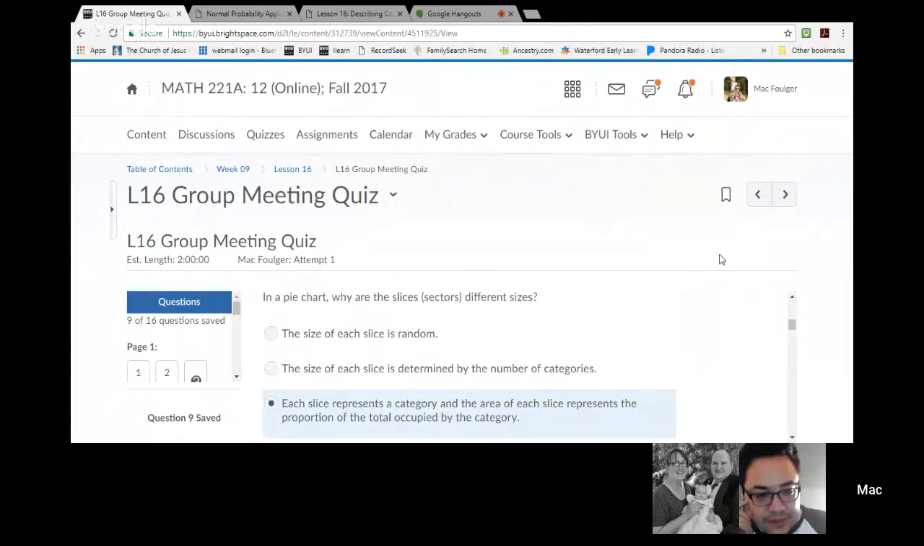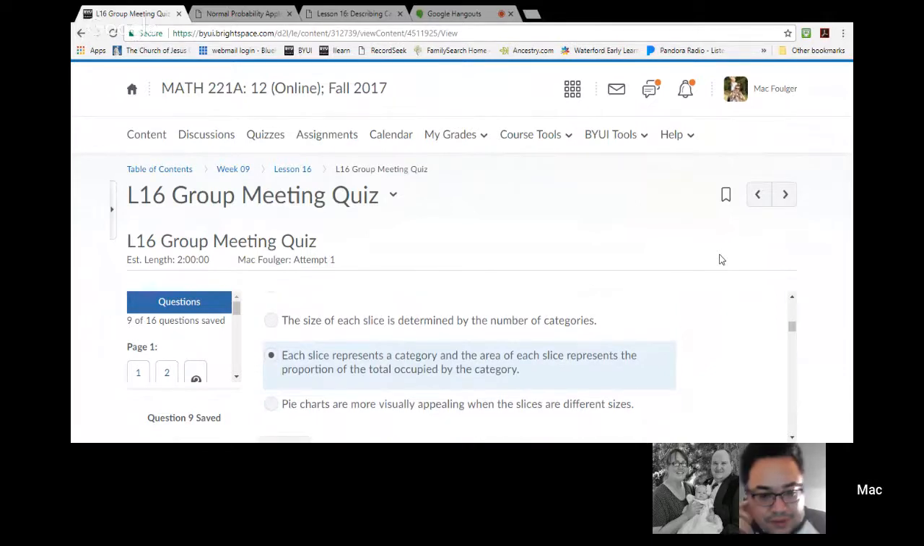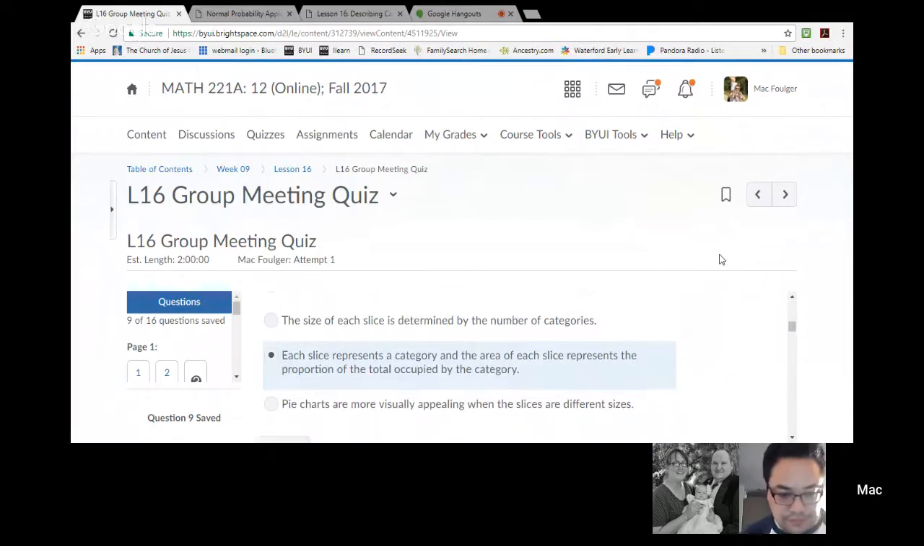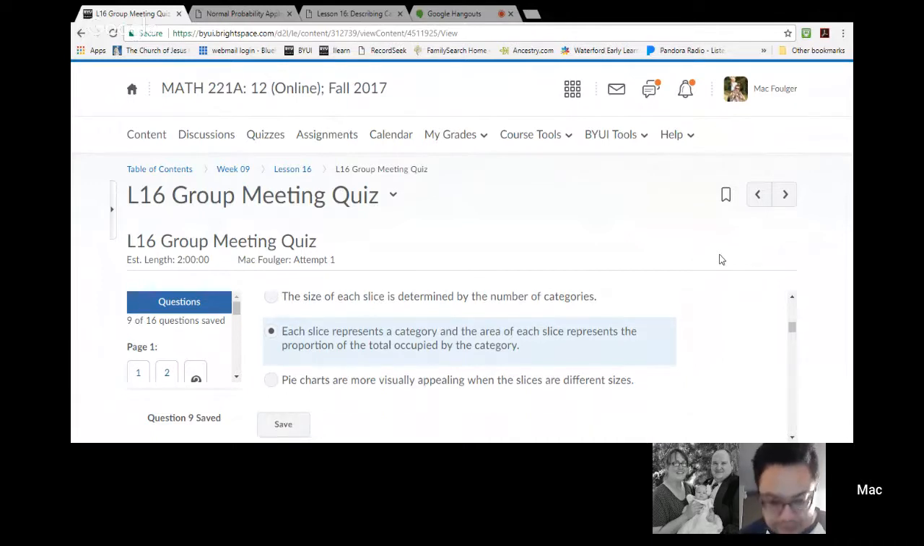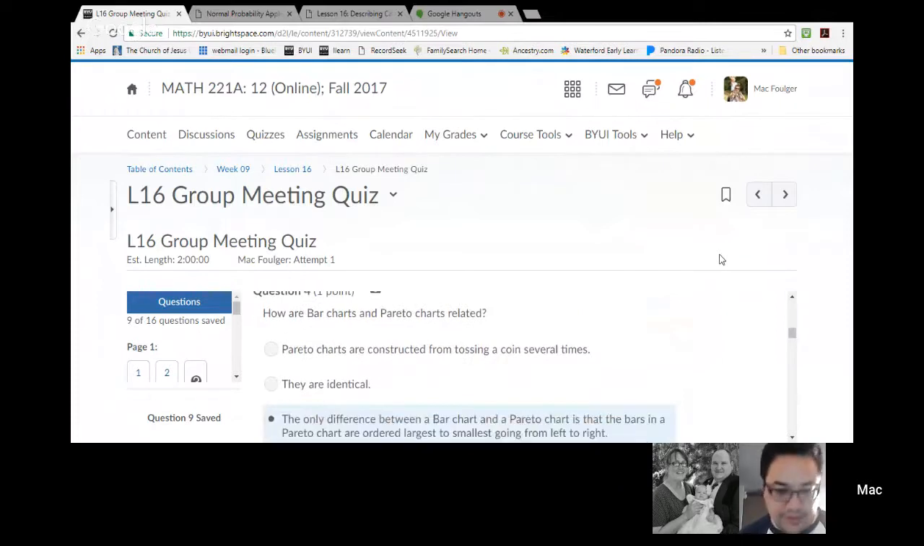In a pie chart, why are the slices different sizes? The size of each slice is random. Size is determined by the number of categories. I already pre-selected this one. You guys tell me what you think. Each slice represents a category, and the area of each slice represents the proportion of the total occupied by the category. That is correct. Or the last one, pie charts are better with peanut butter. Well, the last one's kind of true, but.